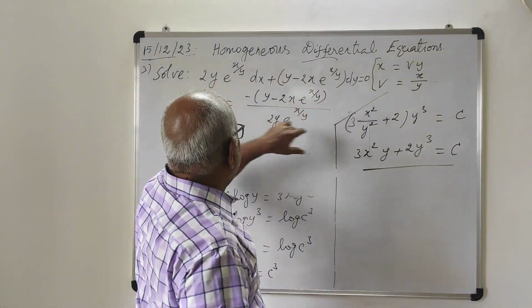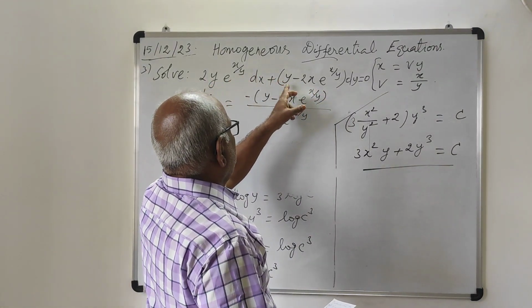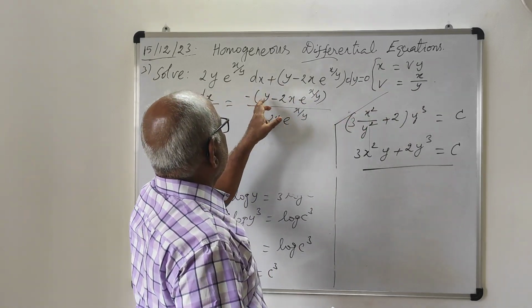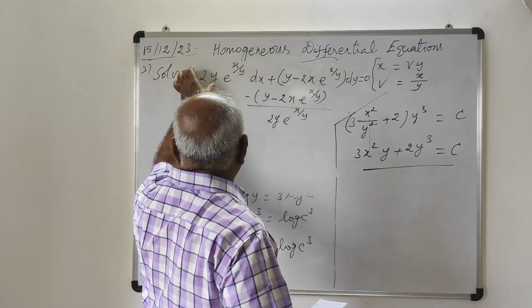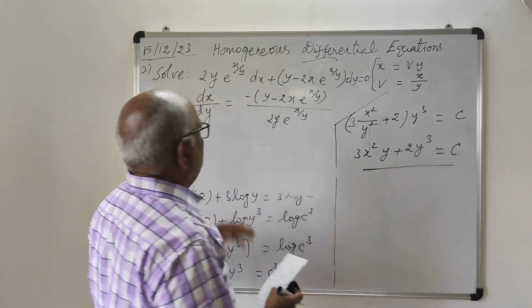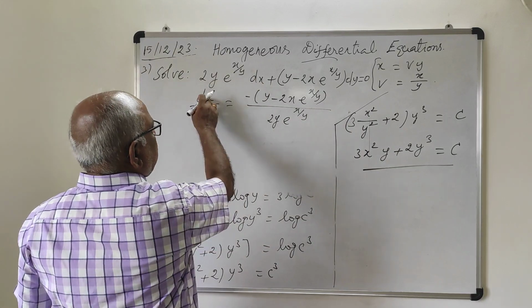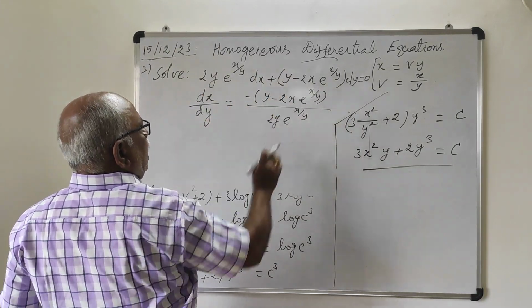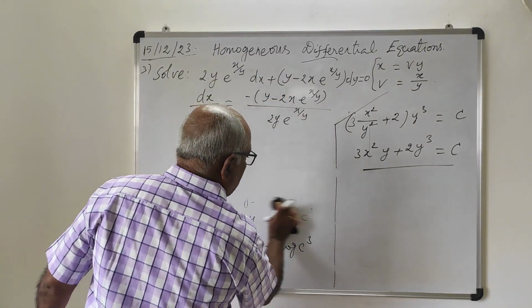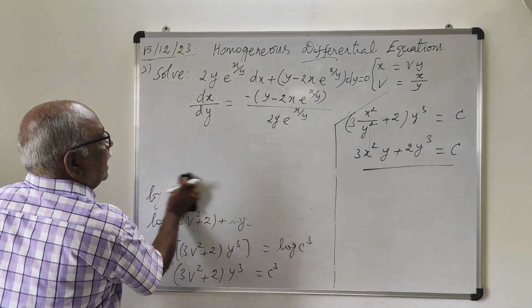Dx by dy equal, you take this dy term to the right hand side. Therefore minus of y minus 2x e power x by y by 2y into e power x by y is dx by dy. This is the conversion, and then you have to substitute for x equal to vy.